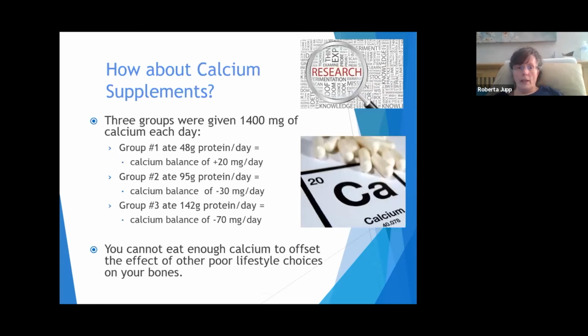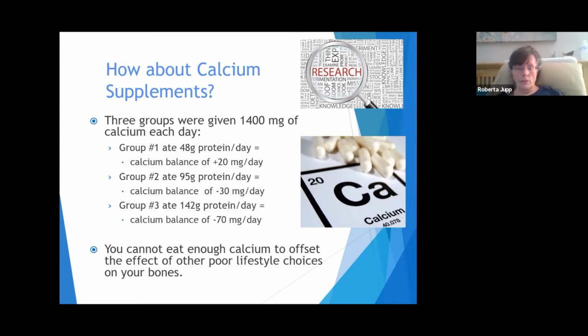So what if we just take calcium supplements? I'm just going to eat what I want and I'll just take some supplements. So they did a study on that too. They gave 3 groups of people 1,400 milligrams of calcium every day. Group number 1 ate a lower protein level and took their supplements. And these are people that had osteoporosis. They were trying to reverse it. So if they ate lower protein and took the calcium, they gained calcium of 20 milligrams a day. So that shows reversal of the osteoporosis.